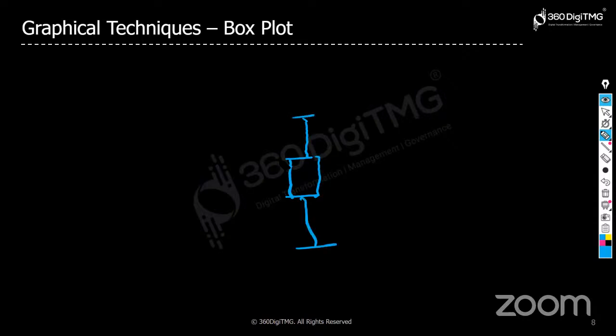Okay. If you see this one, this is the complete data. If we are dividing it into half, first of all, the bottom one is called the minimum value. And here the box, the starting point is called Q1. Q1 is also called the first quartile.